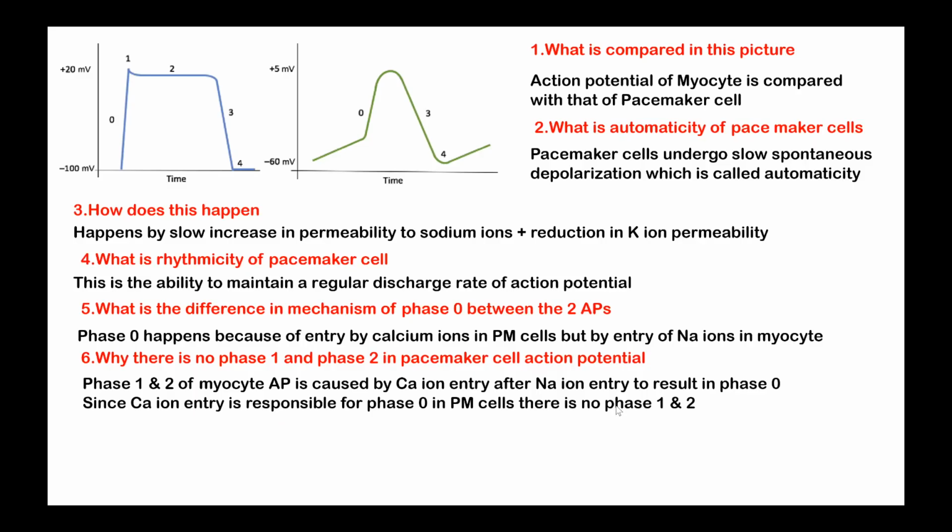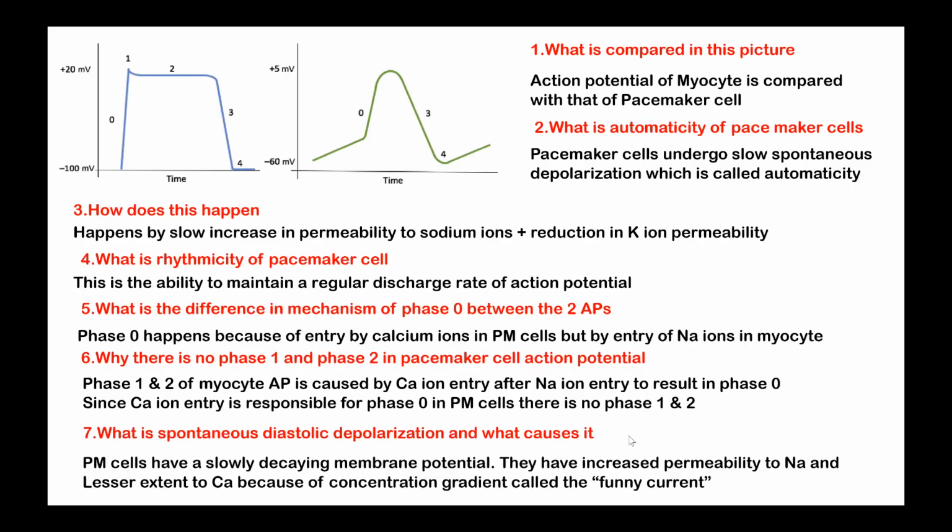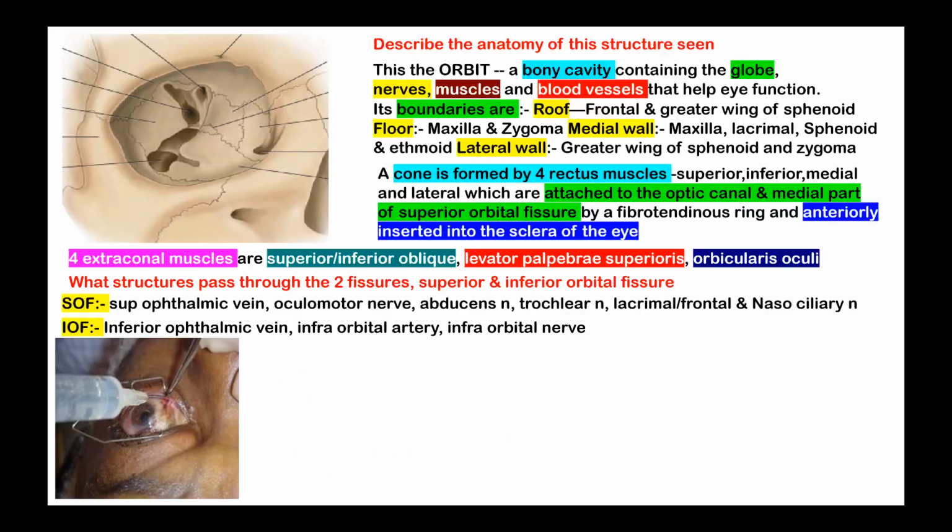and 2. What is the spontaneous diastolic depolarization and what causes it? Pacemaker cells have a slowly decaying membrane potential. They have increased permeability to sodium and lesser to calcium because of concentration gradient, called the funny current. That is the mechanism of spontaneous diastolic depolarization. Okay, I'll skip this particular question.